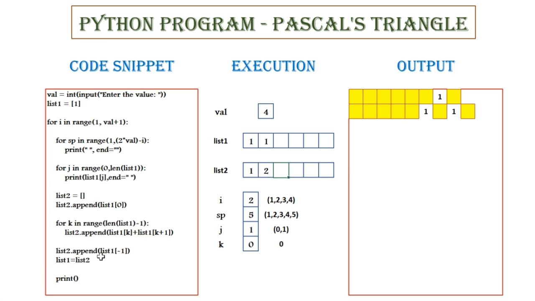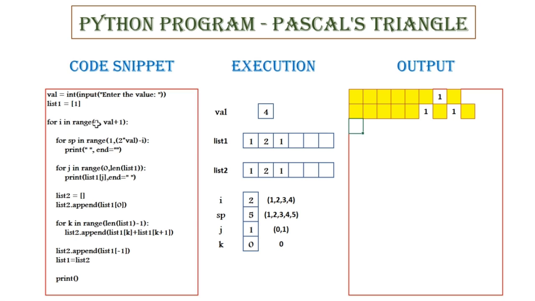Next, list 2 dot append list 1 of minus 1. The last element of this list is 1, which I'm going to append to this particular list. Next, I'm going to copy the values of this list 2 to list 1. So the value of list 1 is going to be 1, 2, 1. And I'm going to print a new line. So the control goes to the next line.